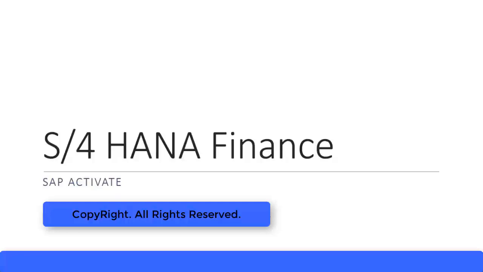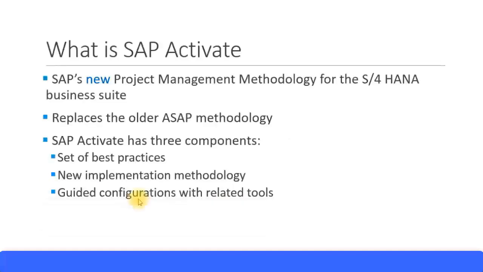In this presentation, let's look at the SAP Activate methodology. SAP Activate is SAP's new project management methodology for the S4HANA business suite. You may recall for the ERP6 versions, we had the ASAP methodology, which was accelerated SAP methodology. It had 5 phases earlier, but with SAP Activate, there are 4 phases.